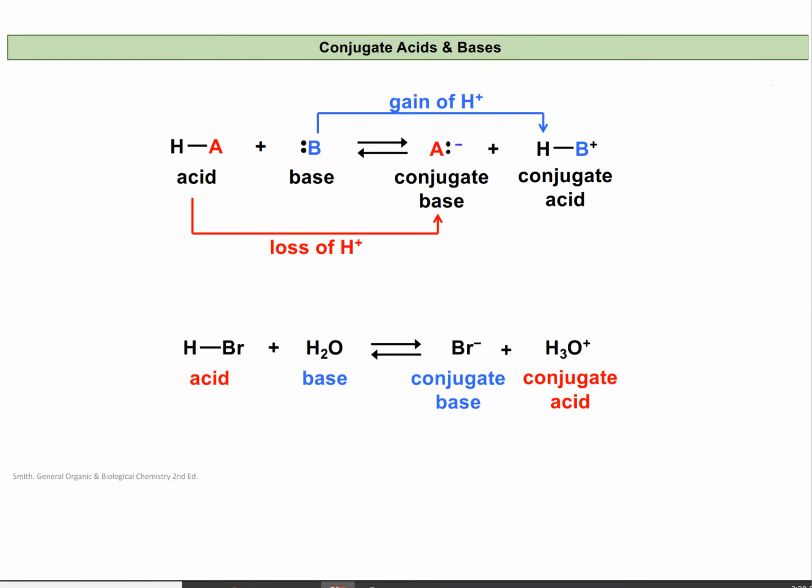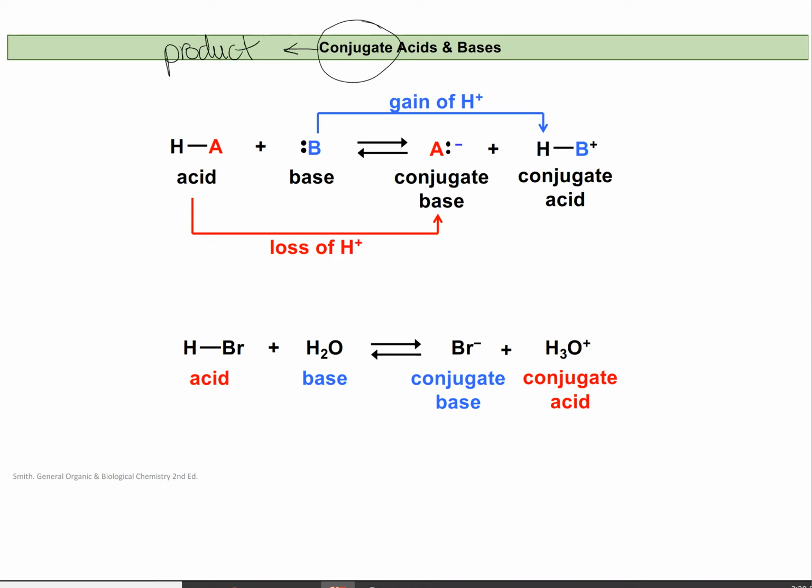Now that we've focused on identifying an acid and a base, I'd like to talk about conjugate acids and bases, which honestly you can identify in the exact same way. The trick to something being a conjugate acid or base is that it's a product.